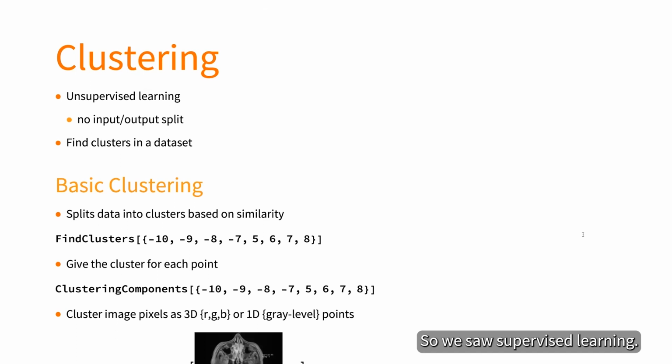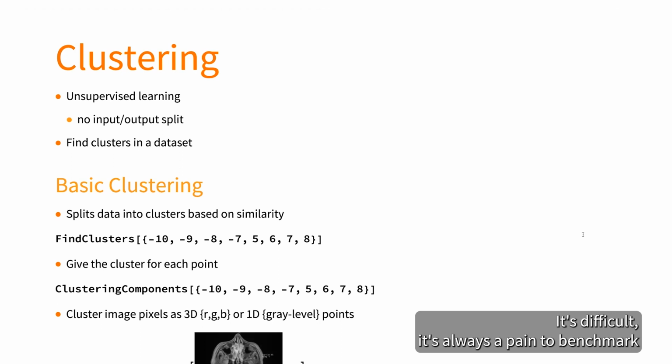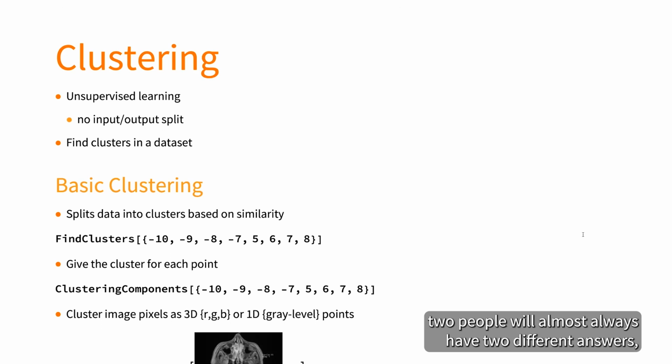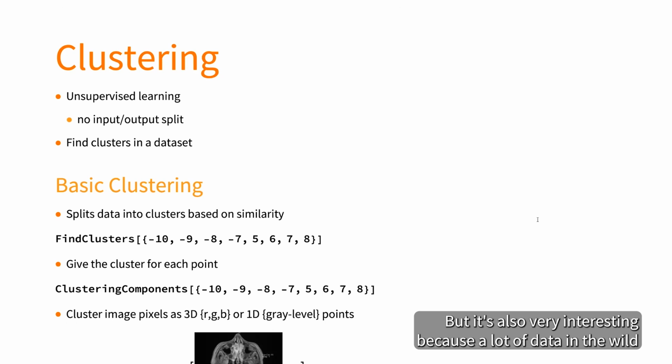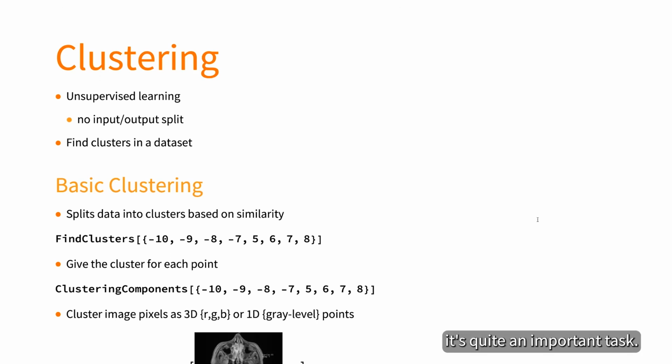Okay, so we saw supervised learning. Unsupervised learning is a big thing. It is difficult. It's always a pain to benchmark because if I show you a list of points in 2D and I ask you to draw groups around them, two people will almost always have two different answers, especially if they're not clearly apart. But it's also very interesting because a lot of data in the wild, you can easily acquire with sensors or by just collecting clicks on your website, but there's no label. You just have data. So being able to do something useful with those data is quite an important task.